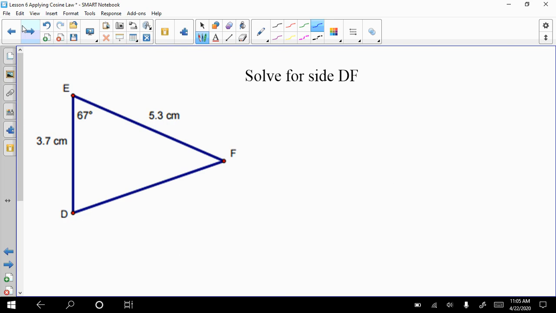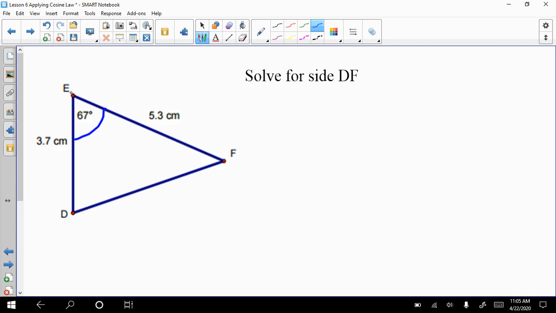So here's one where it says solve for side DF. Okay, so notice that the first thing I'm going to see is that it's one of those scenarios where I have to use cosine law, because look at this. I'm given this angle, 67, and the two sides on either side. I'm not given enough to use sine law. So look at this. I'm going to go ahead and quickly label my triangle.